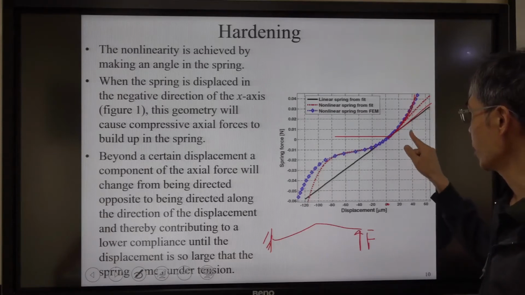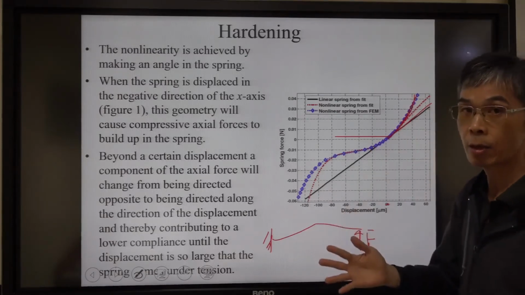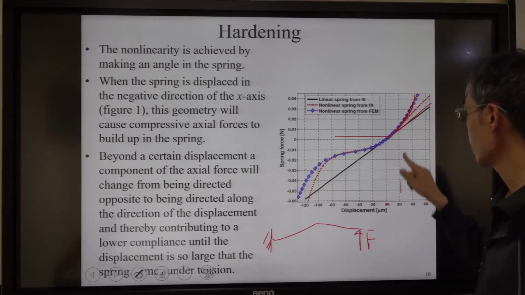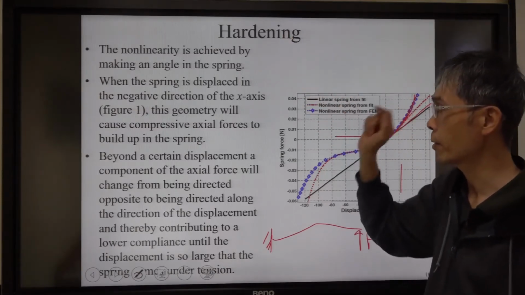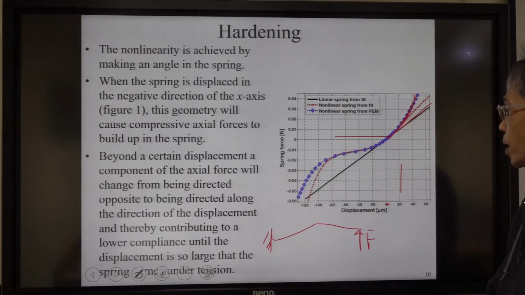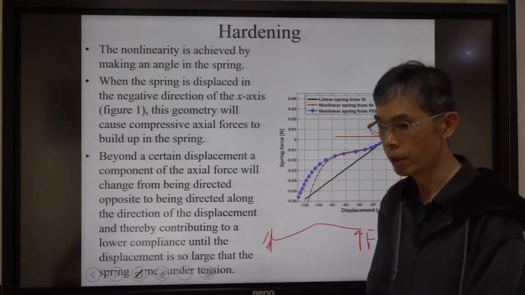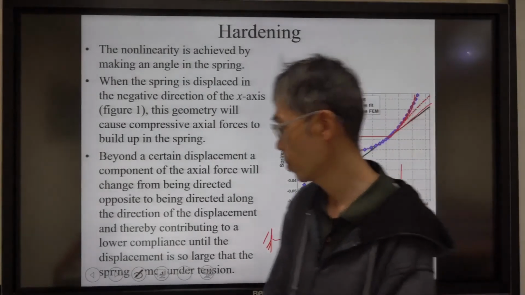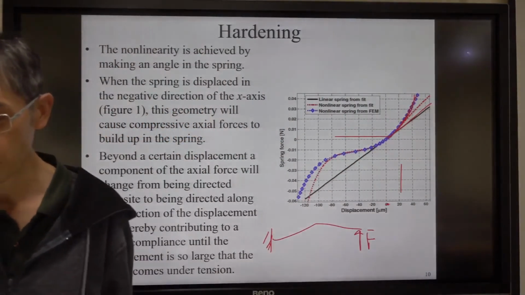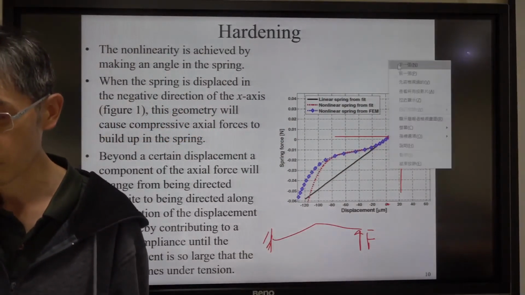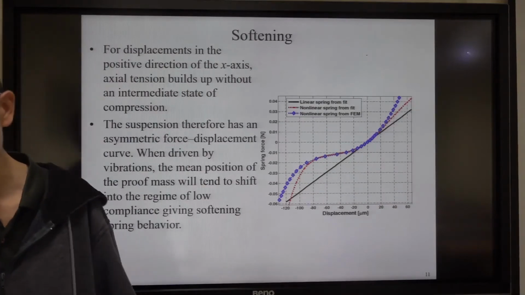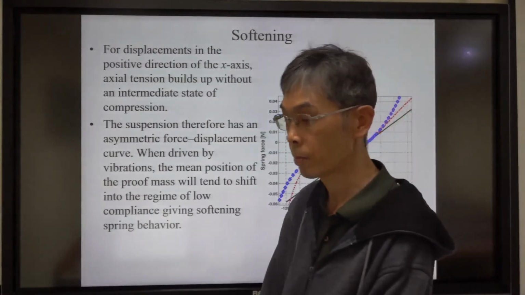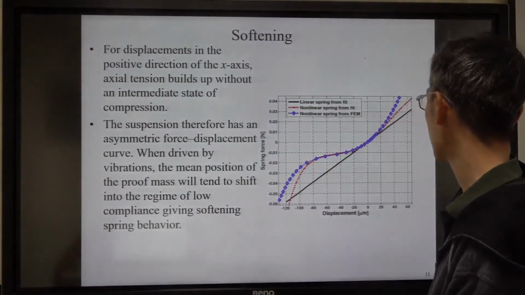So we could say it's getting harder and harder to move the spring. So we call this hardening effect. For this hardening effect, it can increase the bandwidth of the device.